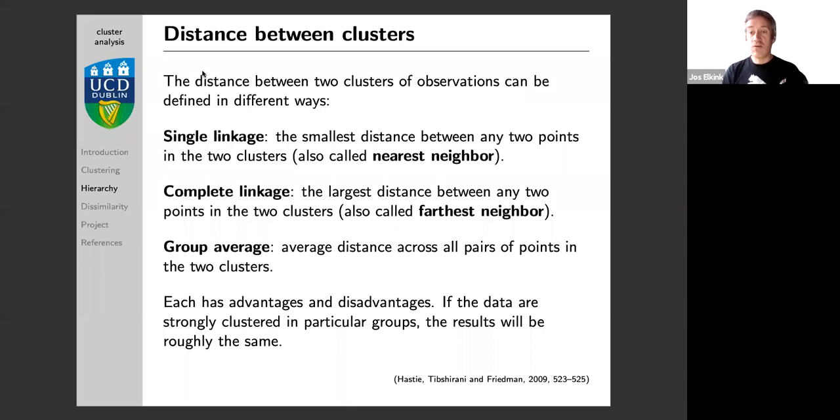Now, if there is real strong clustering in the data, results are not going to differ much. But if the clustering is moderate or varies, then the results can be quite different depending on the algorithm. So it's good to just try the different specifications and see what kind of effect that has.